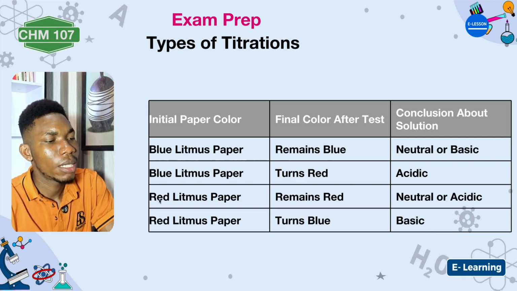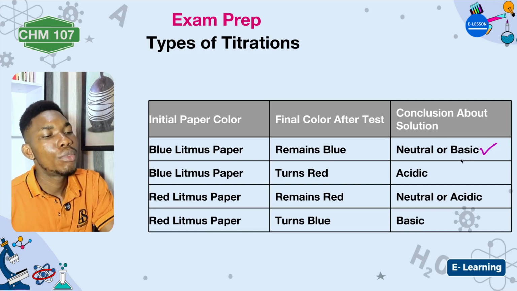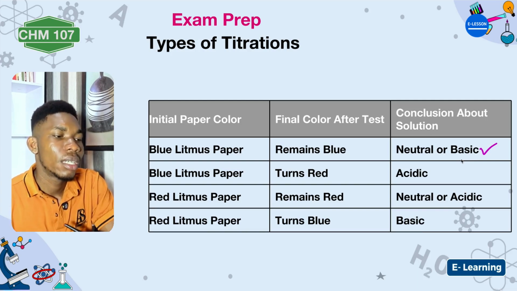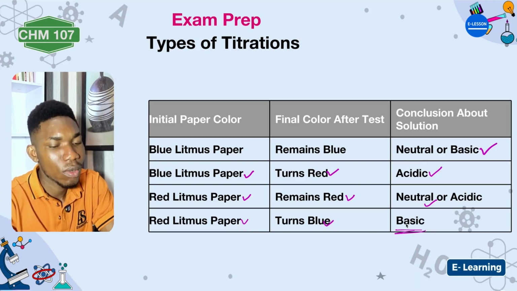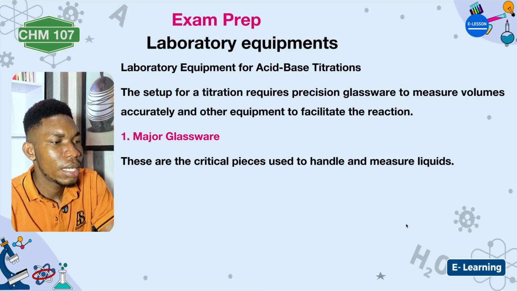Litmus paper, we talked about it. Blue litmus paper: if it remains blue when you put it inside a solution, it means that the solution is basic. If it turns red, it means that the solution is acidic. If red litmus paper remains red, it means it is acidic. If red litmus paper turns blue, it means it is basic. Is that okay? So we basically looked at all that. I believe that is it for that particular one. We'll see in the next one.